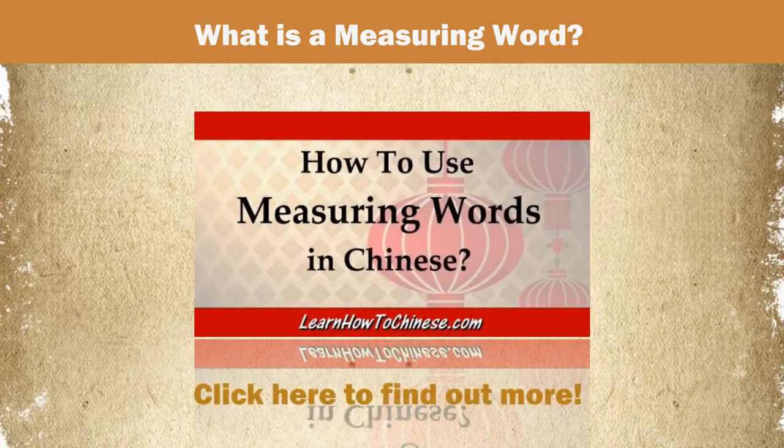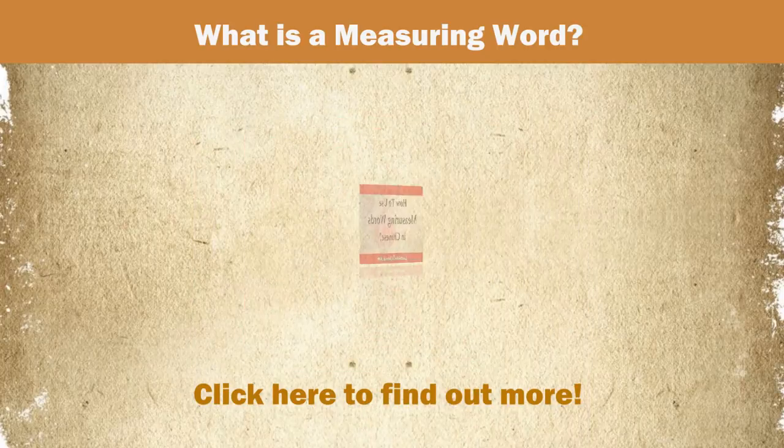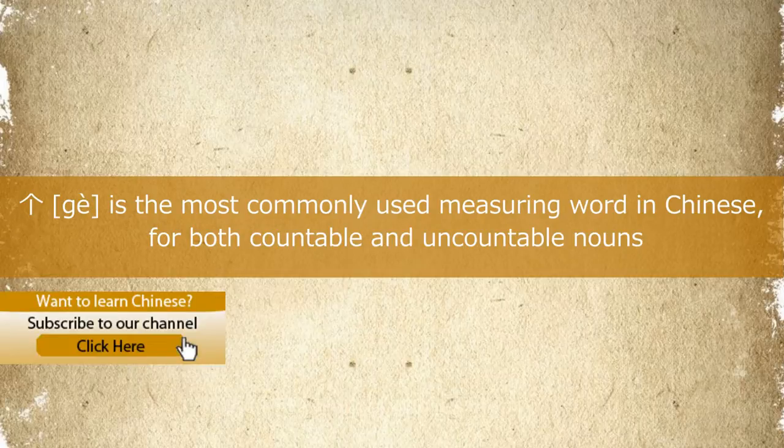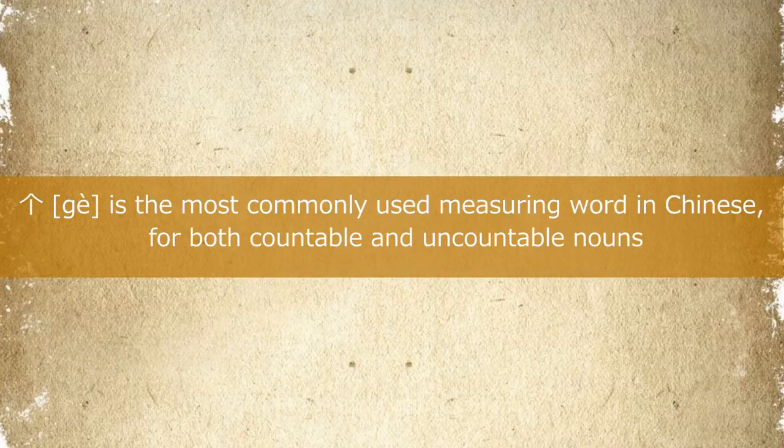Wondering what a measuring word is? Watch this video before you continue this lesson. In the Chinese language, you would often hear people say the word 个. 个 is a measuring word that is commonly used to help specify the quantity of nouns. Don't worry if you're confused. You will find out more through our example sentences.